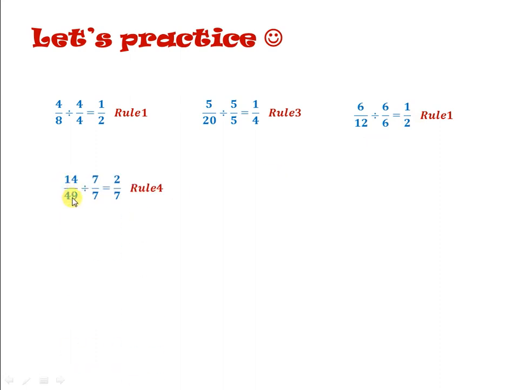14 over 49. Now, let's try rule number 1. Let's divide by 14. Can I divide 49 by 14? No. Let's try rule number 2. Do we have two even numbers? No, so we can't apply it. Rule number 3. Do we have 5 or 0? No. So the three rules cannot be implemented. So let's try rule number 4. Divide by 3. Can I divide here by 3? No. Or divide by 7. Can I divide 14 by 7? Yes. 14 divided by 7 is equal to 2. 49 divided by 7 is equal to 7, sorry. And this is rule number 4.